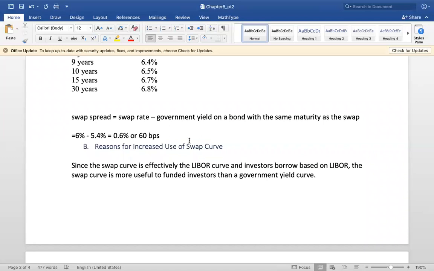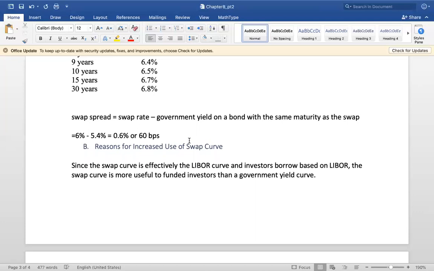Instead, let's suppose it's a Pakistani swap, and the yield on a Pakistani government bond is 5%, then we will get an answer of 1%, or 100 basis points. Effectively, the swap spread reflects the risk of the counterparty to the swap failing to satisfy the obligation. Consequently, it primarily reflects credit risk.